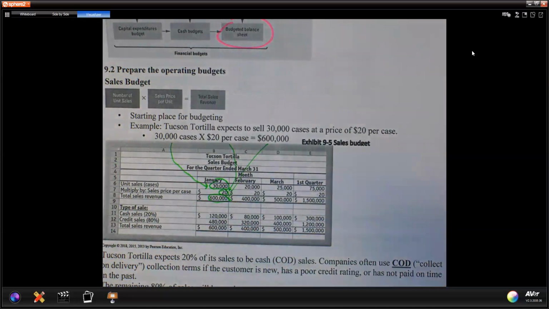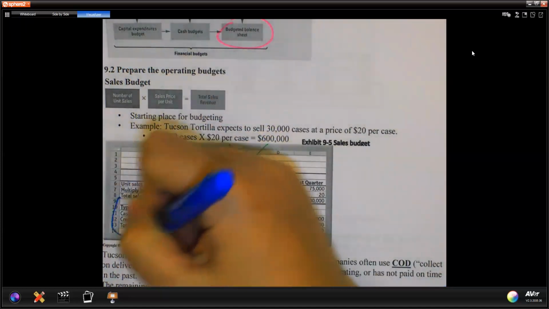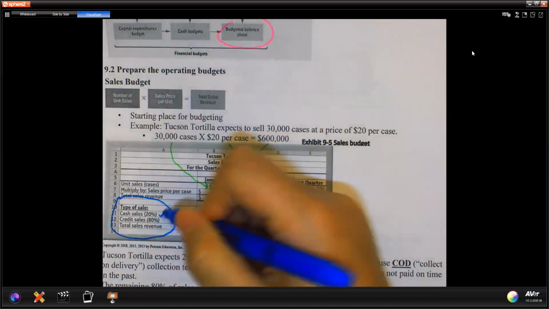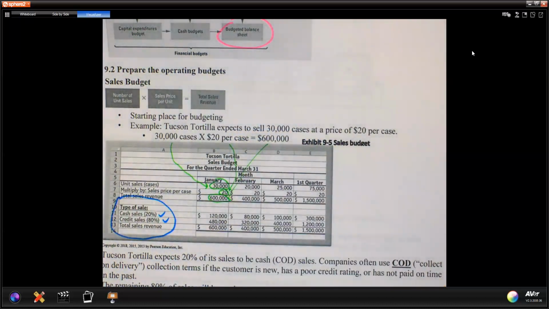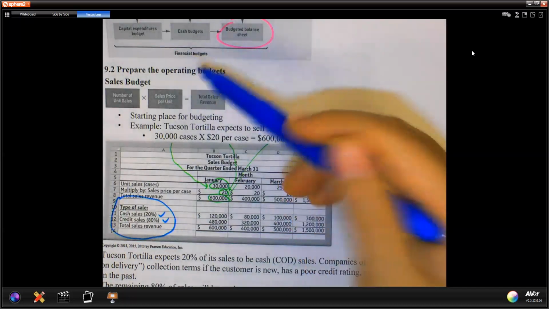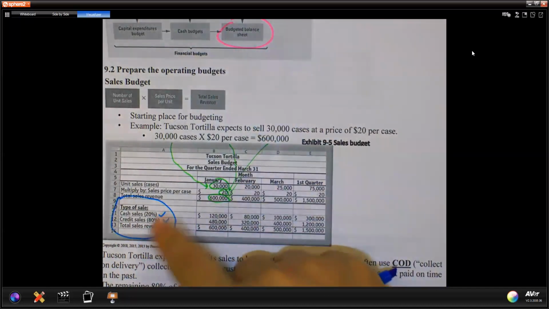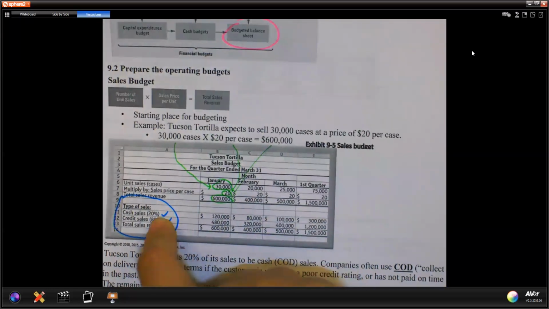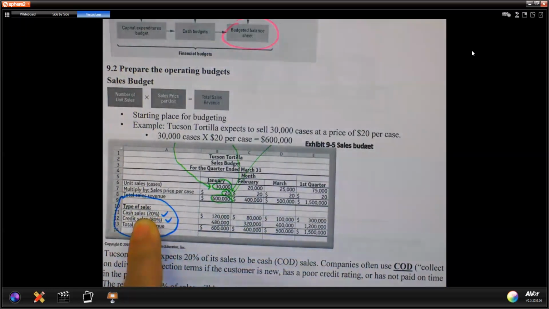The only new thing is we separate our sales into cash sales and also credit sales. We don't really need it now, but we need it later when we do our cash budget, when we collect our cash from the credit sales. So we want to get some background here. Cash sales is when you get the cash when you sell your products, right? So the customer has to pay you cash before you hand the product to him or to her.